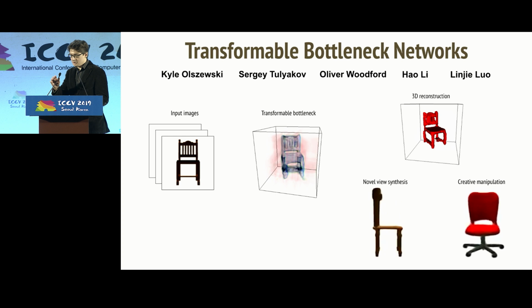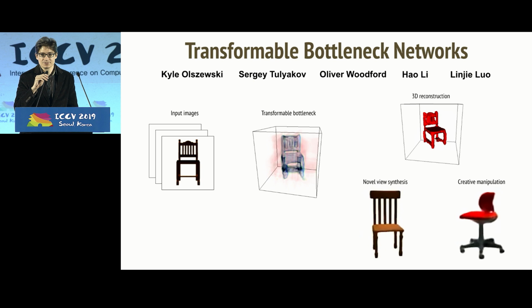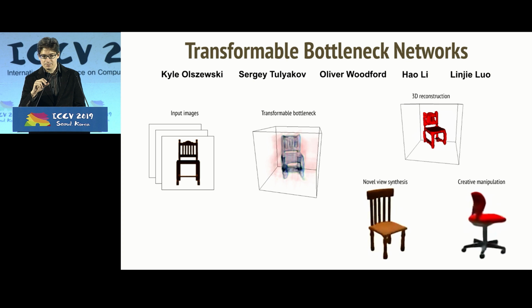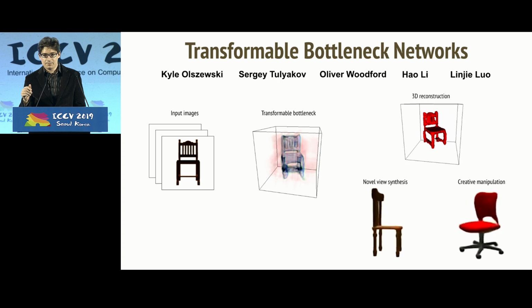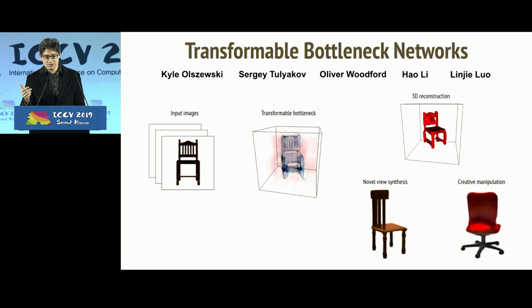Okay, my name is Kyle Olszewski. I'm going to describe our work on transformable bottleneck networks, or TBNs, weird name I know. A TBN is an encoder-decoder framework in which we apply spatial transformations directly to the bottleneck layer. They have a wide range of applications, including synthesizing novel views of the input image content, reconstructing its 3D shape, or performing a variety of creative manipulation tasks, which we'll show later on in the talk.